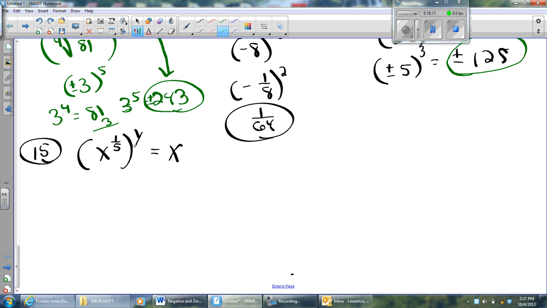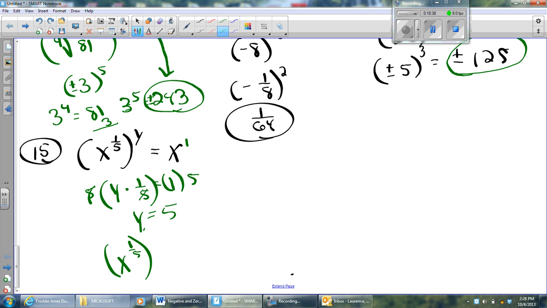I'm asking myself, what do I have to multiply by 1/5 to turn it into 1? Right? Because I want it to be x to the first power. Well, geez, let's just multiply by 5 on both sides. The 5's will cancel. y times 1 will be y. Right-hand side, 5. y is 5. Of course it is. x to the 1/5 raised to the 5th power is the same as x to the 5 times 1/5, which is the same as x to the first. And there you go. So y equals 5 is the answer.